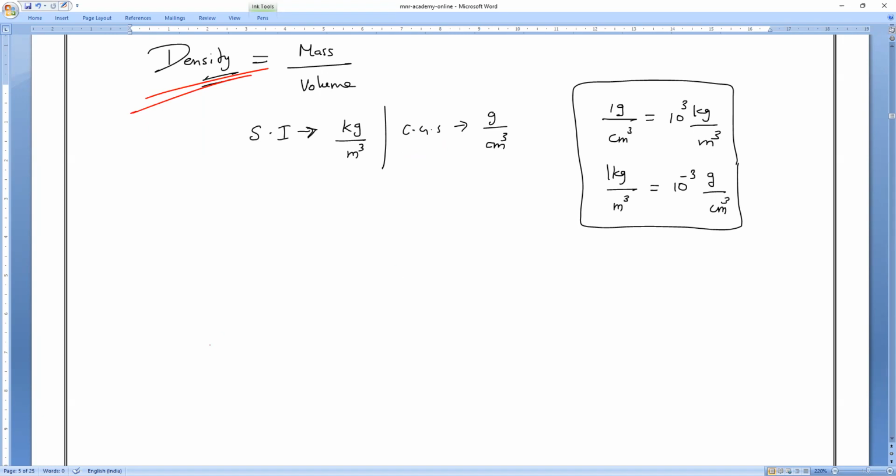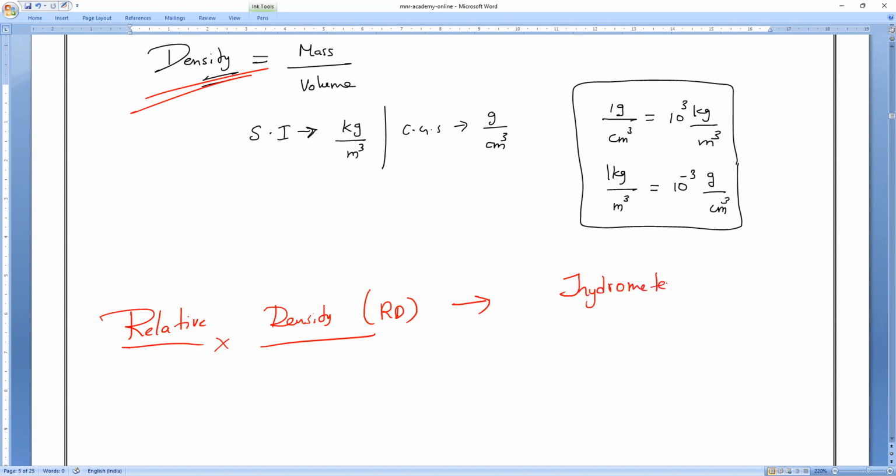After that, the next concept we studied is what, everyone? Relative density. Relative density we can also call RD. What is the device which we use to measure the relative density? Anybody? Hydrometer. Hydrometer is a device which we use to measure the relative density.